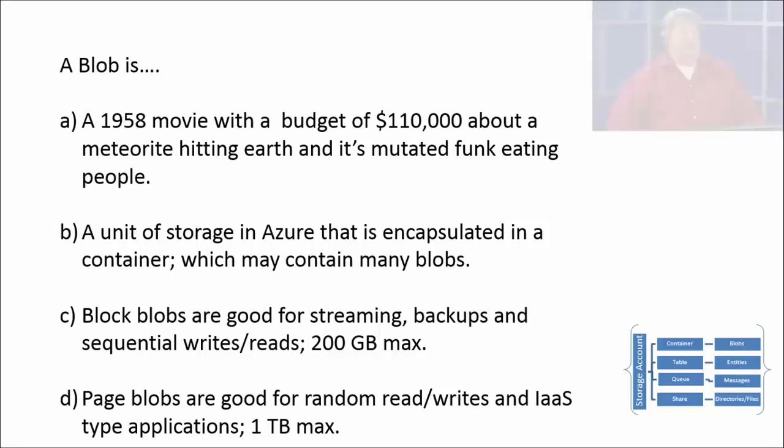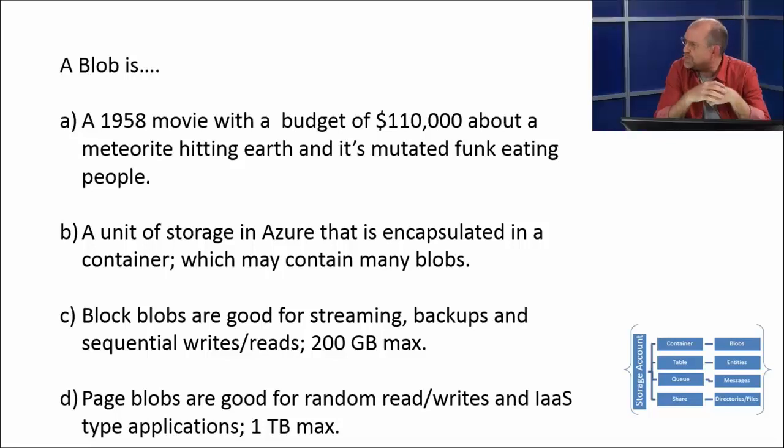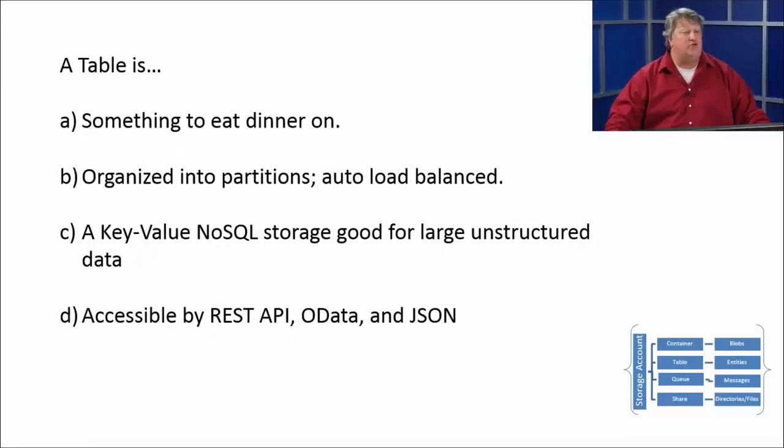A blob is a 1958 movie with a budget of about $110,000, a unit of storage in Azure that's encapsulated in a container. Blobs are good for streaming, backups, or sequential writes. Page blobs are good for random reads and writes. Which of those is true? I think they're all true. That's correct, Brett. They're all true.